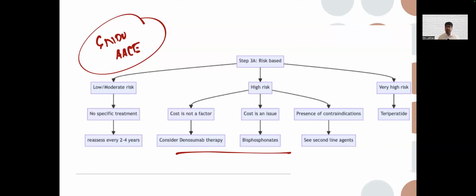Both, remember, a lot of people do not understand this now. Denosumab is not a second line therapy. Denosumab is now considered the first line therapy for treatment of osteoporosis. The only issue is cost. So you need to look at the cost for the patient.